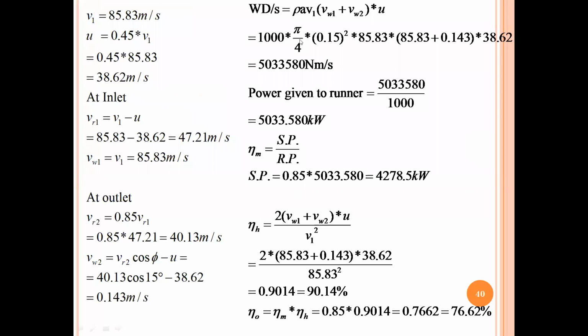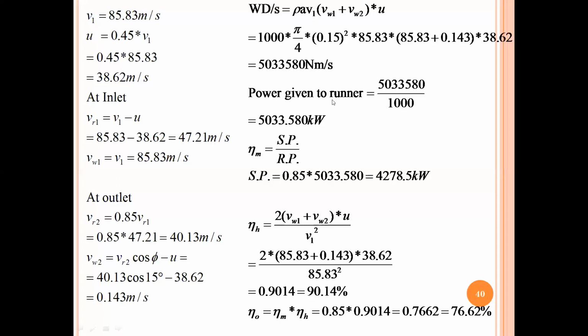Now again here, work done per second is rho A V1 into (VW1 plus VW2) into U. Here the diameter small d is given. With respect to that, I'm calculating the area using the formula pi by 4 into d square, small d square, that is 0.15 square. 1000 is the density of water. V1 is the velocity; VW1 plus VW2 as substituted. So I'll be getting work done per second as 50 lakh 33,580 Newton meter per second. Again, I repeat, units are very important.